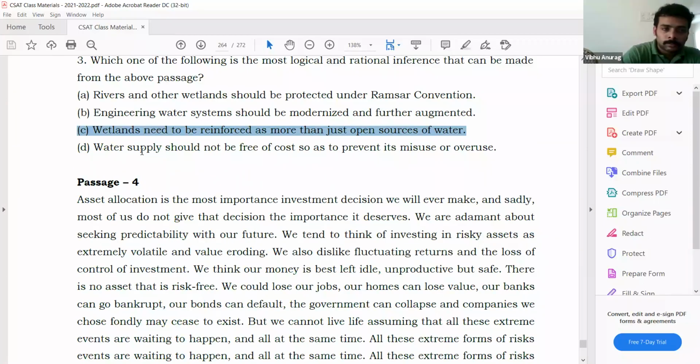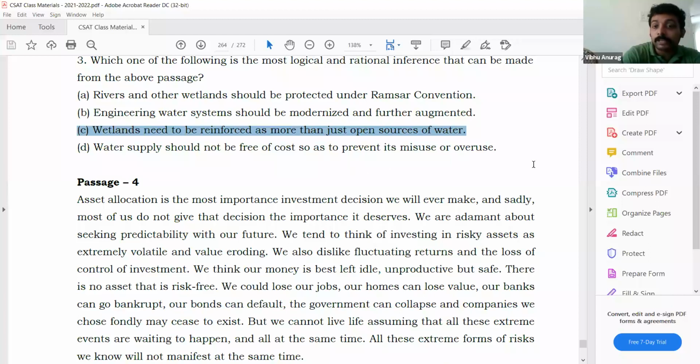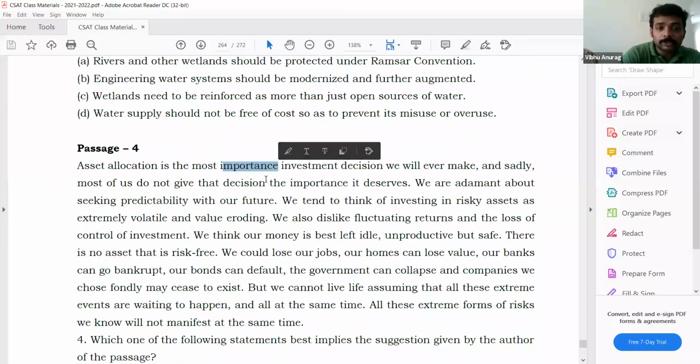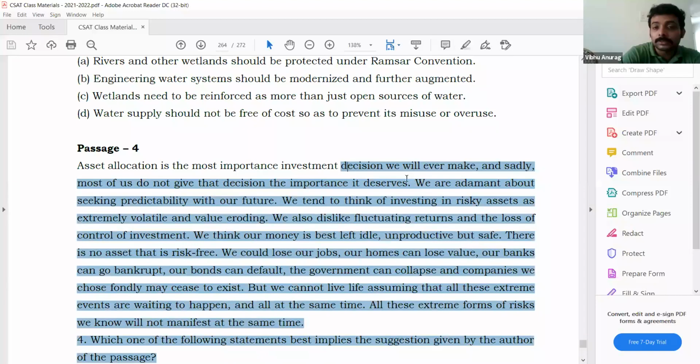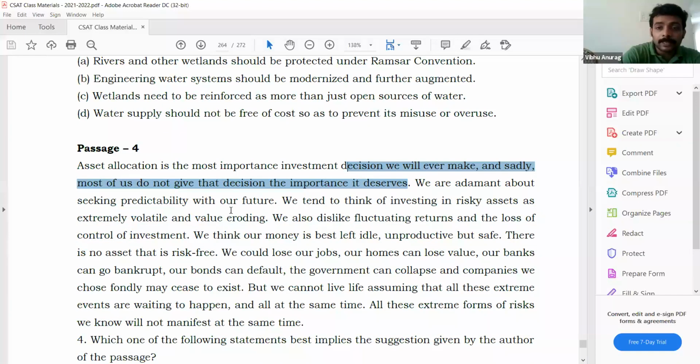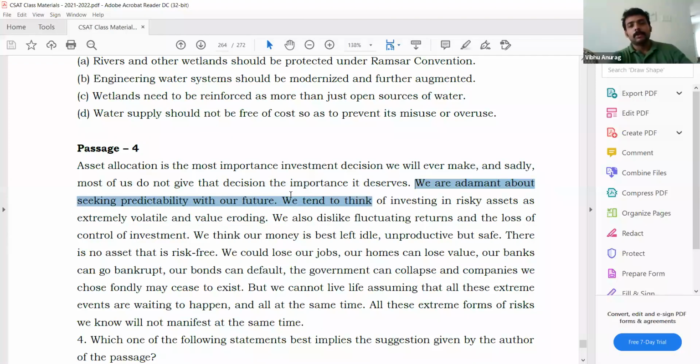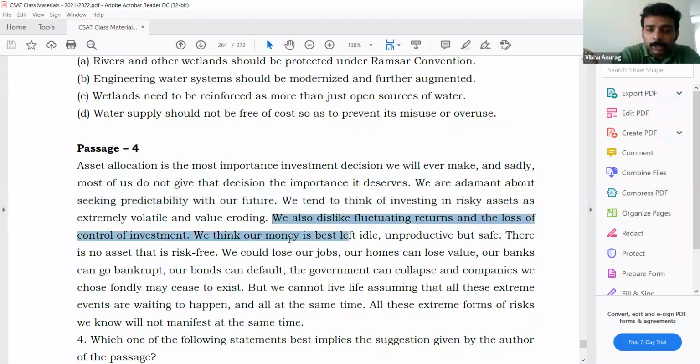Okay. And then passage 4: asset allocation is the most important investment decision we will ever make. And sadly, most of us do not give that decision the importance it deserves. We are adamant, adamant means very stubborn, about seeking predictability with our future. We tend to think of investing in risky assets as extremely volatile and value eroding. So that is our mindset. We also dislike fluctuating returns and the loss of control of investment.